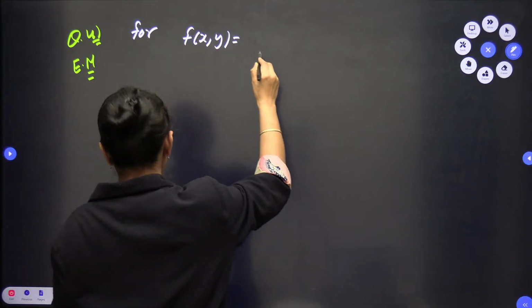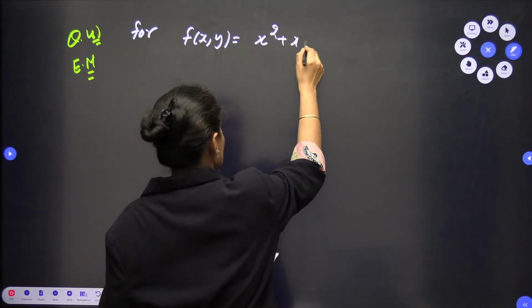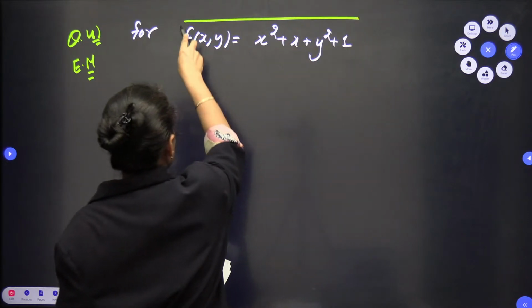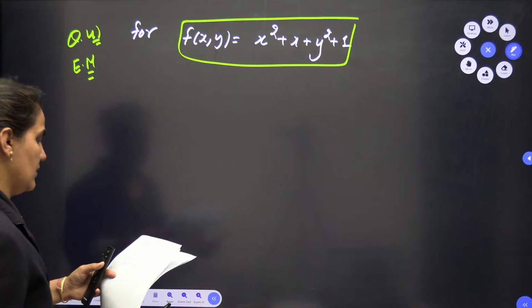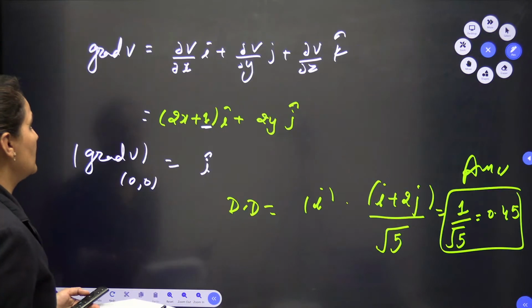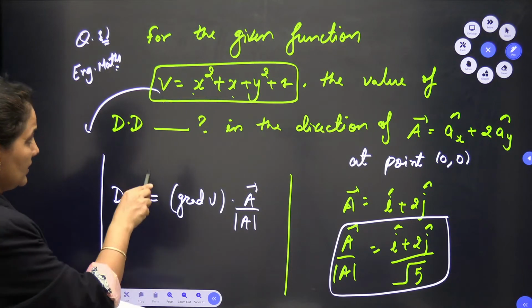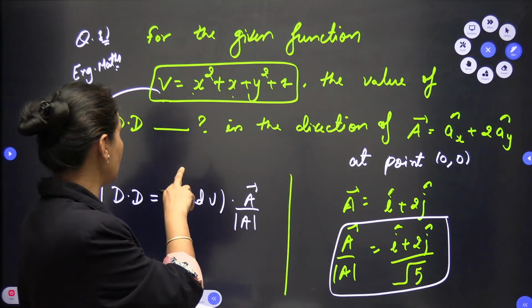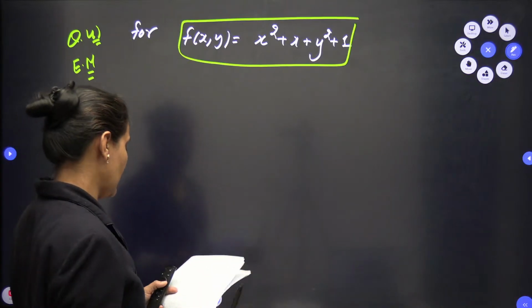f(x,y) equals x square plus x plus y square plus 1. This is the function: x square plus x plus y square plus 1. This was also the question. You can confirm; the data I have says this is the function x square plus x y square plus 1, and here also the function is x square plus x y square plus 1.